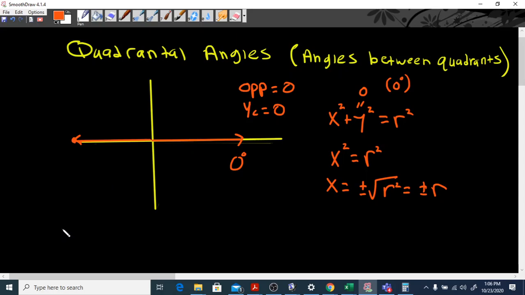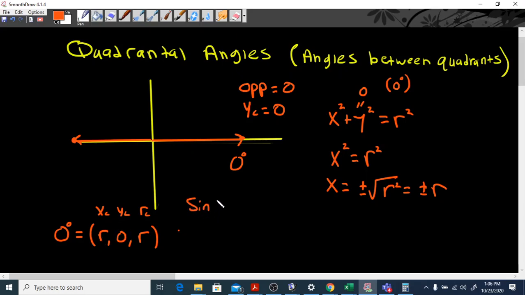So for 0 degrees, the x coordinate is exactly the same as r. The y coordinate is exactly 0, and the r is just whatever r is. So here's my x component, my y component, and my r component for 0 degrees. This is all the information I need to write down sine, cosine, tangent, secant, cosecant, cotangent.